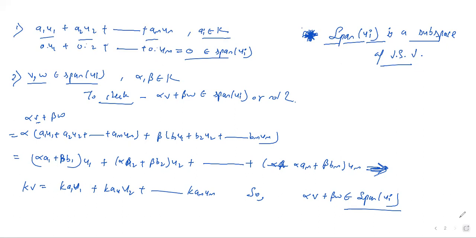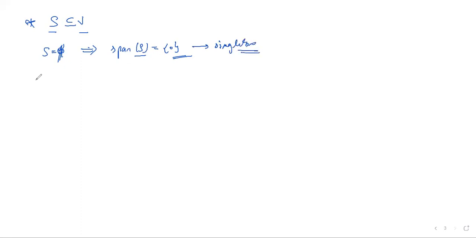Okay, let's see it like this. Let's say I have a set S which is a subset of V. Then if my set S is phi, what will be the span of S? The span of S will become 0. This is a singleton. Now I have taken here the condition when S equals phi.